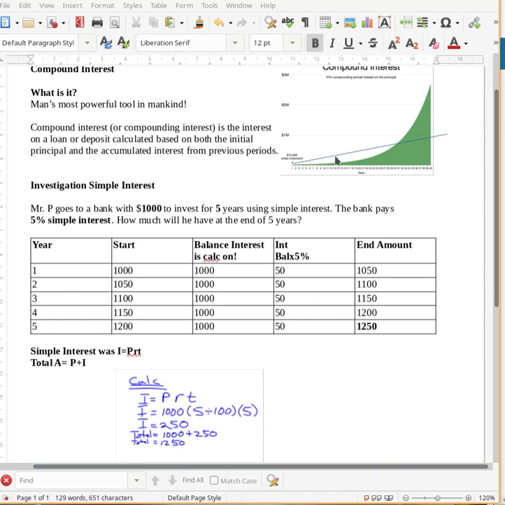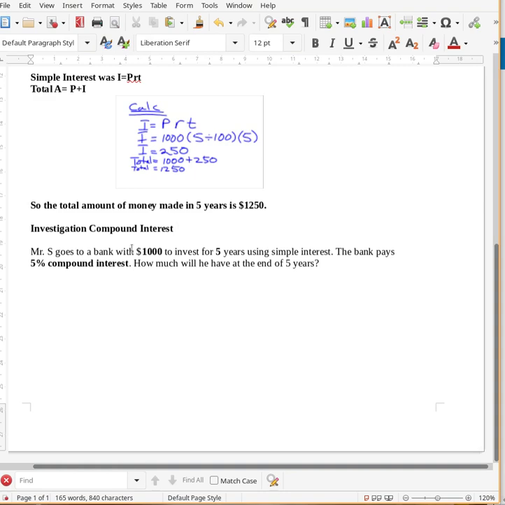So this is our simple interest. Now, let's take a look at this investigation that we have here. Mr. S is going to have $1,000 and he's going to use compound interest for 5 years at 5%, right? Now, how much will he have at the end of 5 years?